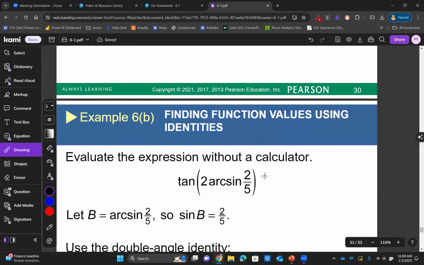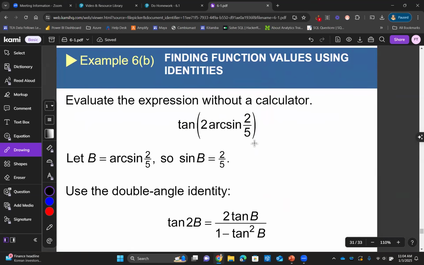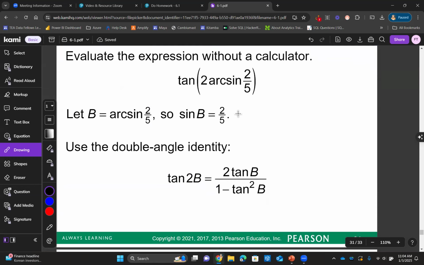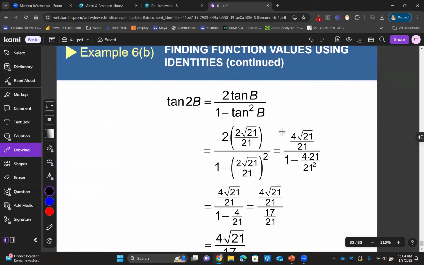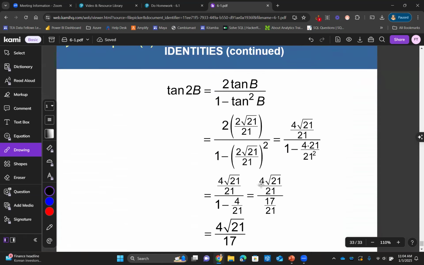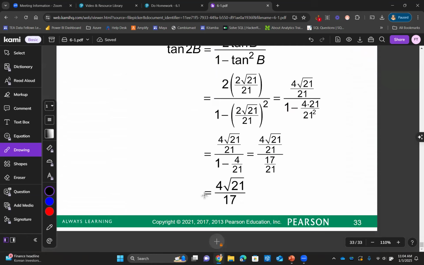This will be the last example we go over under 6.1. When we see a question like this, again, you can drop the constant here, and you can just go ahead and label arcsine of 2/5 as B. That makes sine of B equal to 2/5. And then this question is asking for tangent of 2B, which requires this formula. If you have the sine of the angle B, you can draw a triangle and find its tangent value. Once you have the tangent value, you can plug it into this required formula to find tangent of 2B. And this is 6.1.